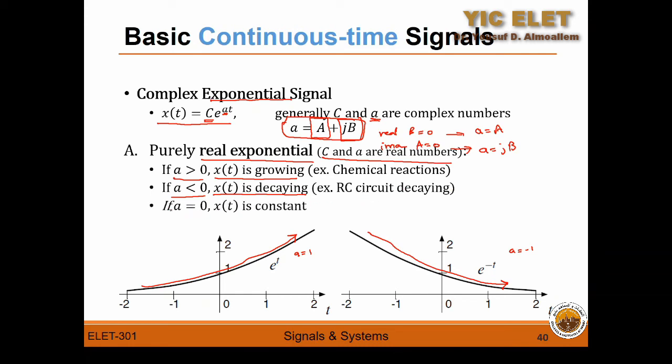And then if a is equal to 0, then x of t will be constant, meaning that x of t will be equal to c times e to the 0 t. This will be equal to 1, so x of t will simply be equal to a constant c, like 3, 4, whatever constant number.